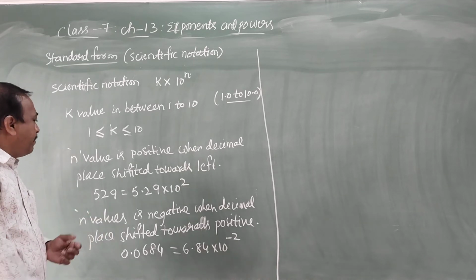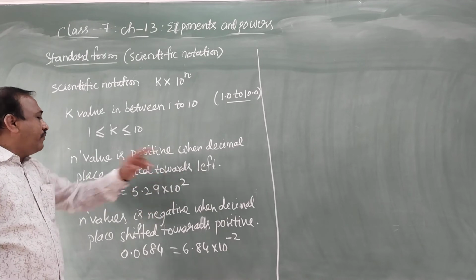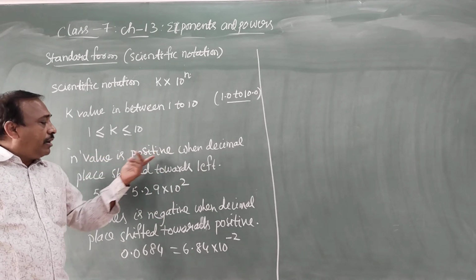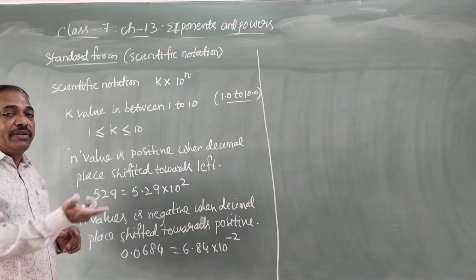How to represent? n is what? n is the power of 10. The value of n is positive when the decimal place is shifted towards the left side.